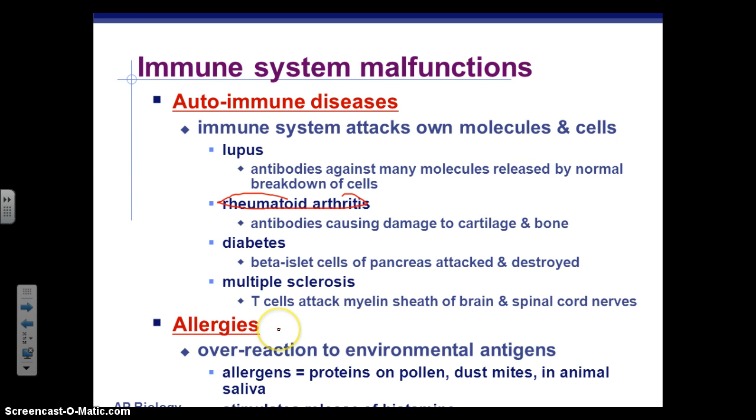An allergy is an overreaction to pollen. So your body all of a sudden has this huge immune response to pollen, causing you to feel drowsy and tired and sick.